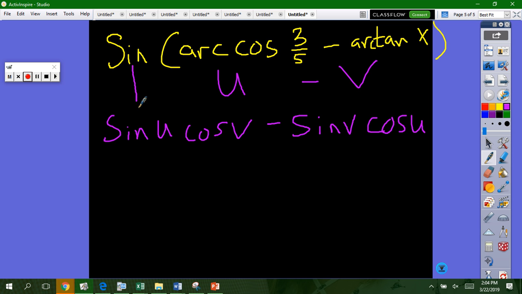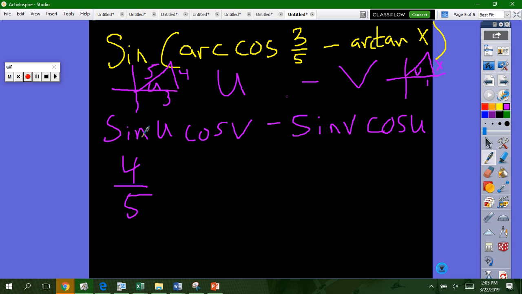I've got to draw a triangle. Arc cosine is positive in quadrant 1, isn't it? So I'm going to draw u in quadrant 1. So that's 3/5. What's the other side? 4. So do I know what the sine of u is now? Go to u, take the sine, what do I get? 4/5. Do I know the cosine of v? I've got to draw a triangle. Here's v, where tangent is x over 1. It's arctangent.